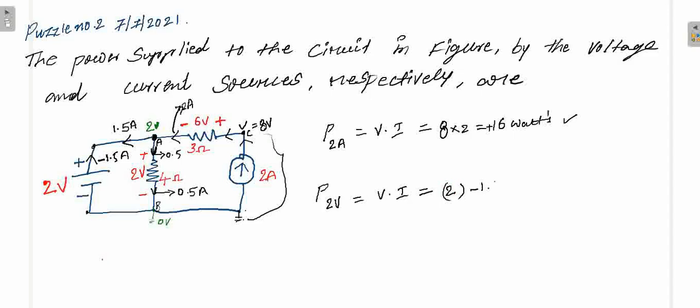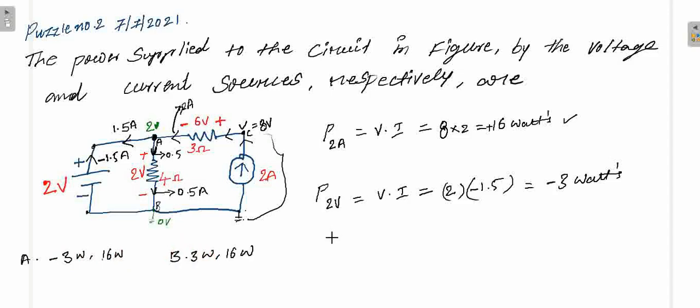Let us go with the options. Option number A is minus 3 watts, 16 watts. Option number B is 3 watts, 16 watts. Option number C is 1 watt, 28 watts. Option number D is 16 watts, minus 3 watts.